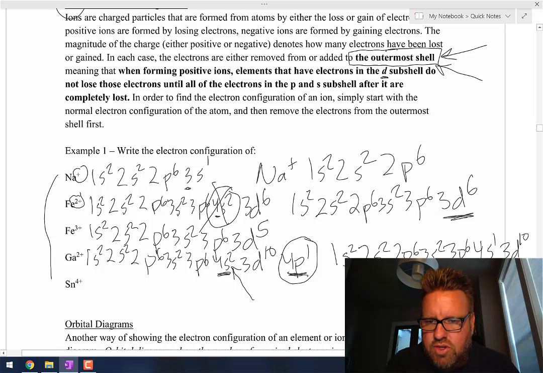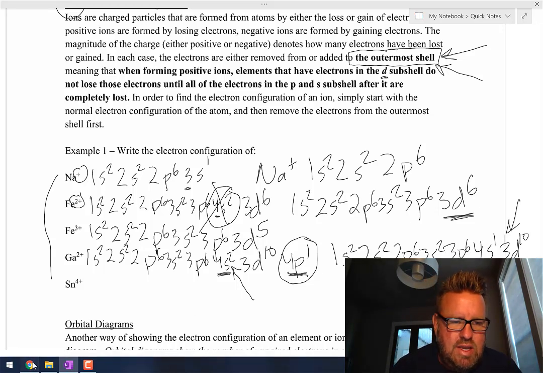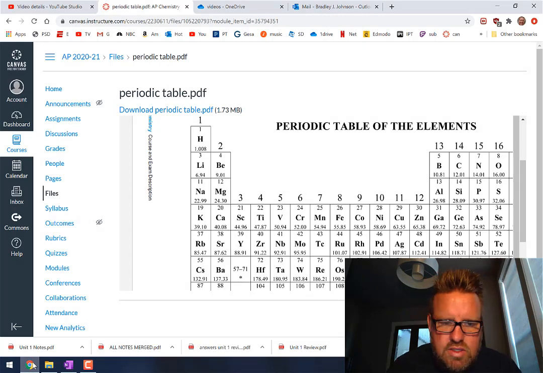What if it was gallium 3+? Then, of course, we take that one away, and the 4s would be completely gone. What if it was gallium 4+? Then now we would have to take one away from that 3d subshell, so it would end up as 3d9.